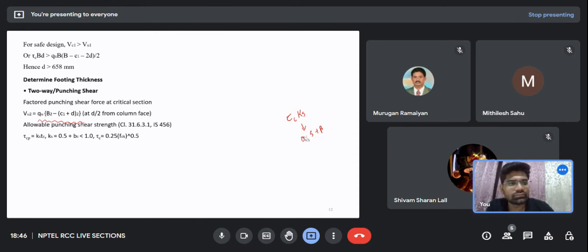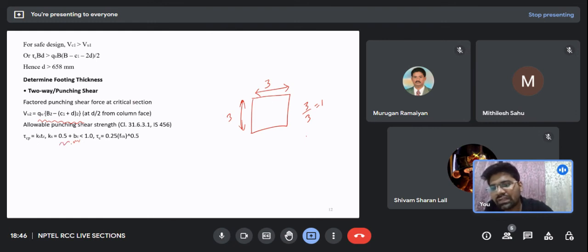So what is beta in our case here? My footing is of size 3 meter by 3 meter. So beta will be 1, 3 by 3. But I know 0.5 plus beta should not be greater than 1, because 1 plus 0.5 would be 1.5. So I'm restricting it to 1.